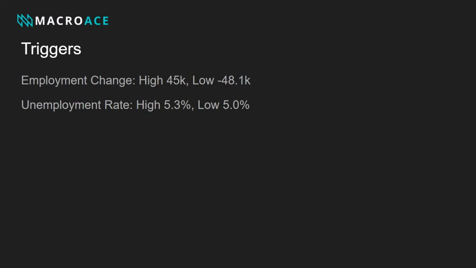Then the triggers then, so economists, they're looking for a high estimate of where they would expect the actual figure to come out at 45k, with a low estimate of minus 48.1k.